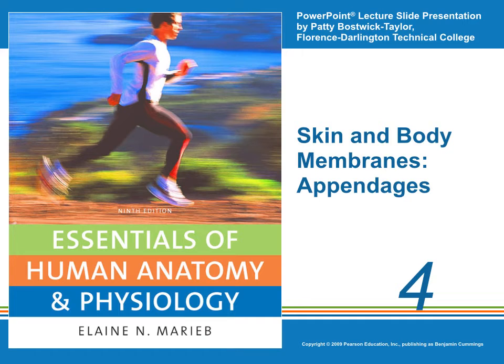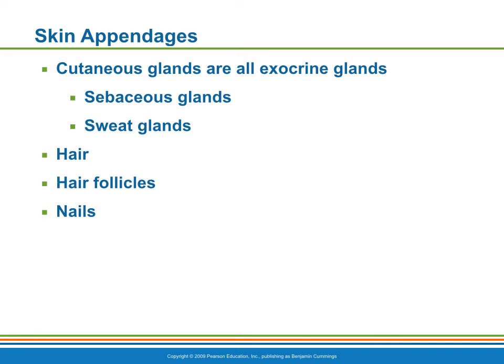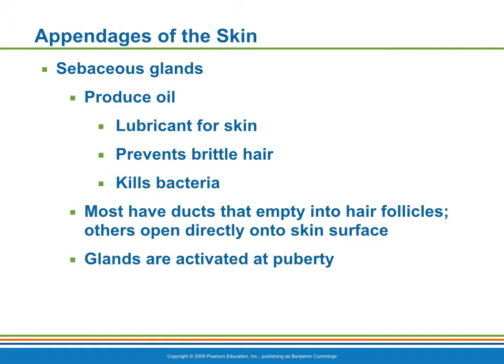Our next lecture, as we move through the skin and the body membranes, we're going to talk about appendages. Our skin appendages include cutaneous glands, such as the sebaceous glands and the sweat glands, hair follicles, and nails. Let's first talk about some of the different glands that are producing substances.